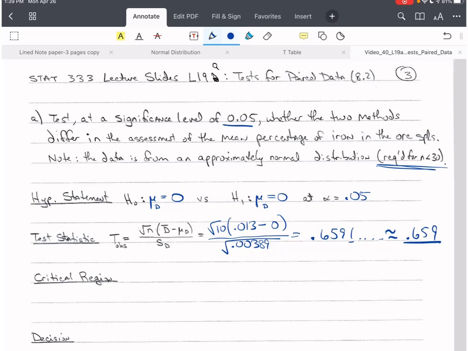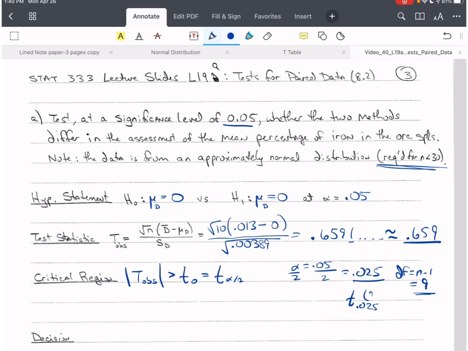The critical region is going to be, since this is a two-sided test, the absolute value of t observed is greater than t naught, which is t sub alpha over 2. So alpha equals 0.05 divided by 2 is 0.025. Degrees of freedom is going to be n minus 1, which is 9. So in order to get t sub alpha over 2, I need 9 degrees of freedom, and I'm looking at t sub 0.025 with 9 degrees of freedom.